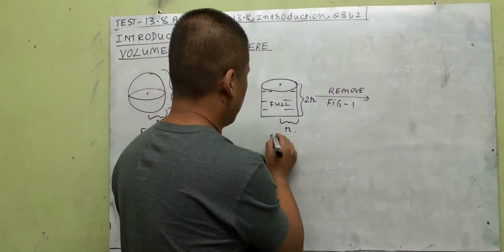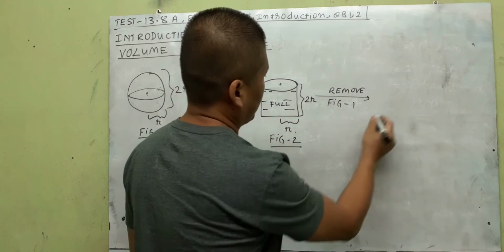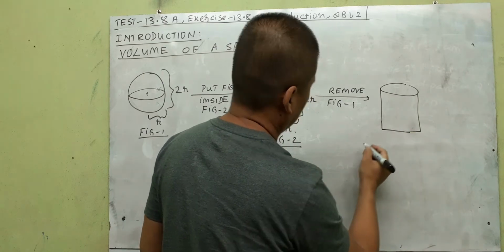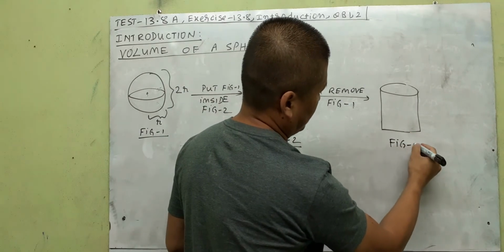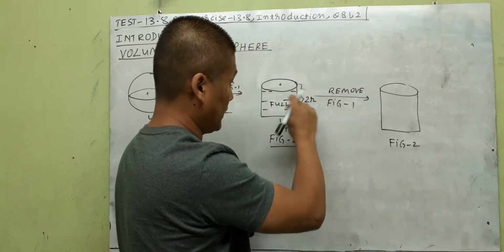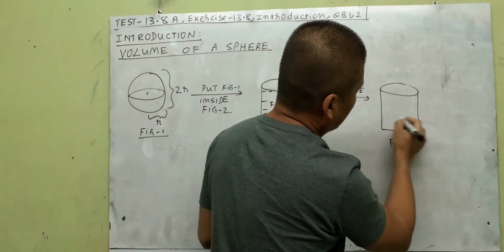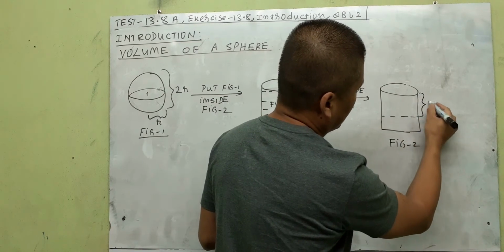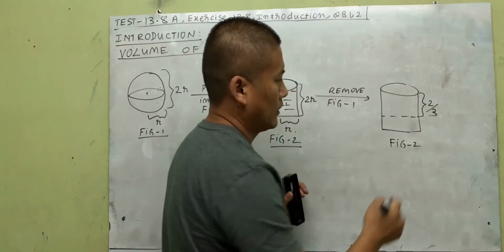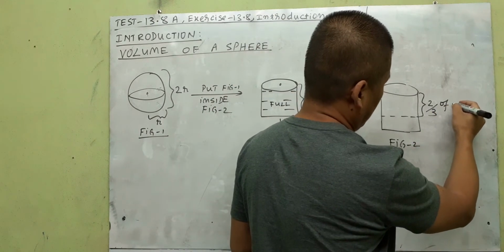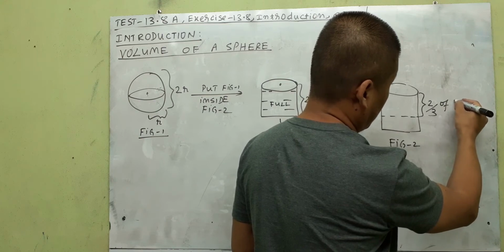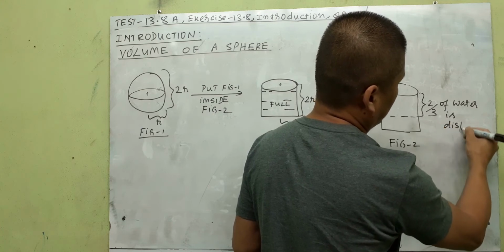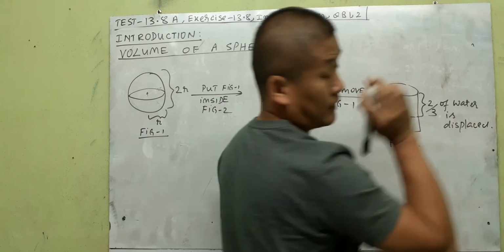Then the picture of this figure 2, this is figure 2. Same figure. After you remove the figure 1 sphere out of it, you will find out that only 1/3 of the water is left, and 2/3 of the water is displaced. The word displaced here means removed. This is the activity you will find.